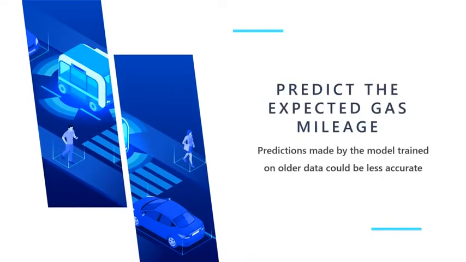For example, suppose a model is trained to predict the expected gas mileage of an automobile based on the number of cylinders, engine size, weight, and other features. Over time, as car manufacturing and engine technologies advance, the typical fuel efficiency of vehicles might improve dramatically, making the predictions made by the model trained on older data less accurate.